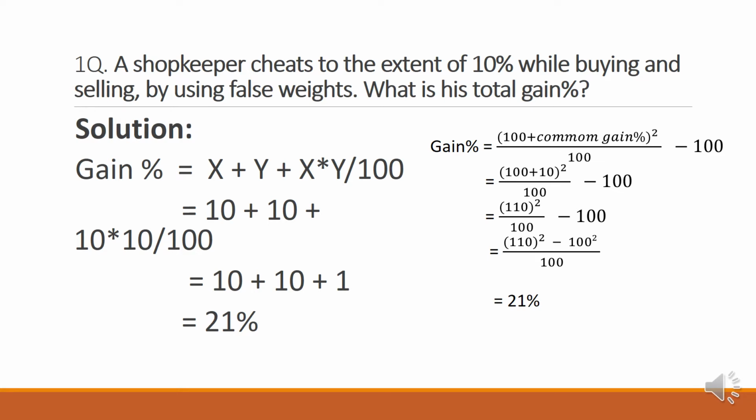Here, a shopkeeper cheats to the extent of 10% while buying and selling by using false weights. So, what is his total gain percentage? We can solve this using two formula methods.